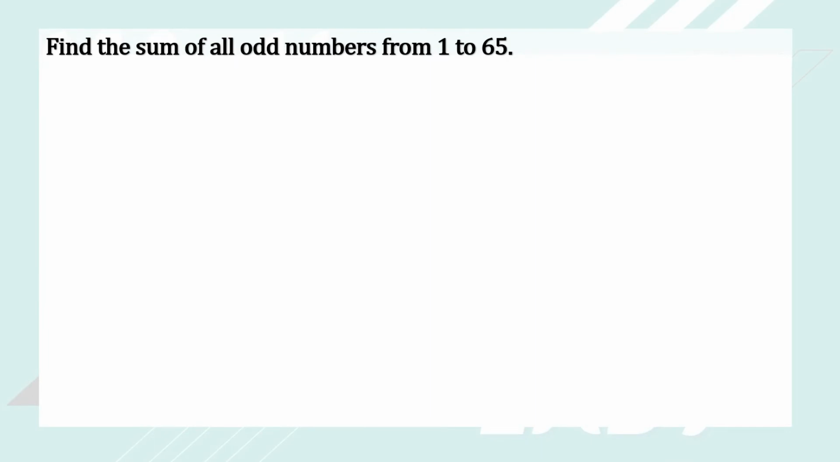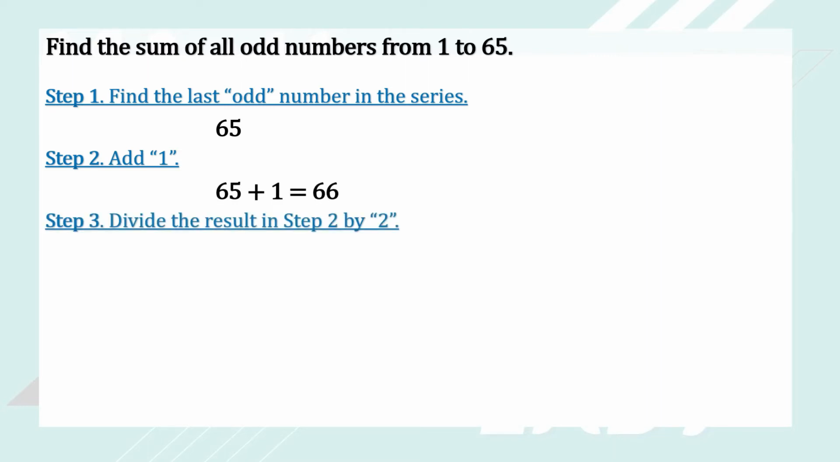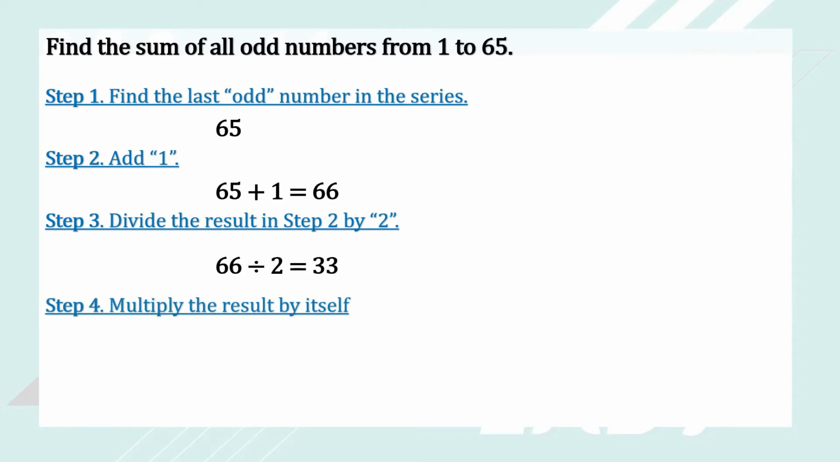Another example, find the sum of all odd numbers from 1 to 65. Again, step 1, find the last odd number in the series. So, 65. Add 1. So, 65 plus 1 is 66. Step 3, divide the result by 2. So, 66 divided by 2 is equal to 33. And multiply the result by itself. So, 33 times 33 is equal to 1,089. So, sum of all odd numbers from 1 to 65 is 1,089.